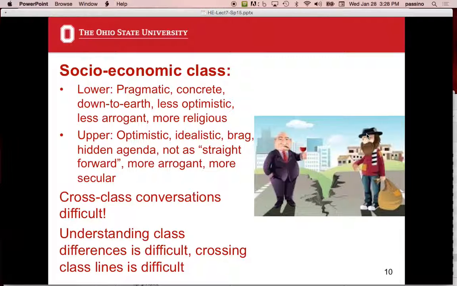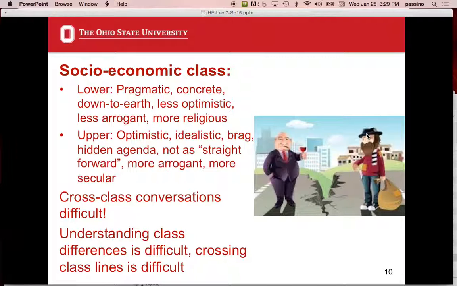Generally the way to think of this, lower class, if you will, tend to be more pragmatic, concrete, down to earth, less optimistic, less arrogant, and more religious. Whereas upper class tend to be more optimistic, idealistic. They tend to brag or have a hidden agenda or not. They're not straightforward. Sometimes they're more arrogant or more secular.